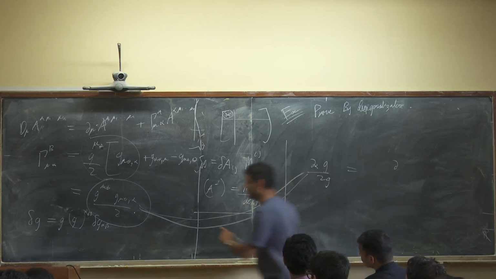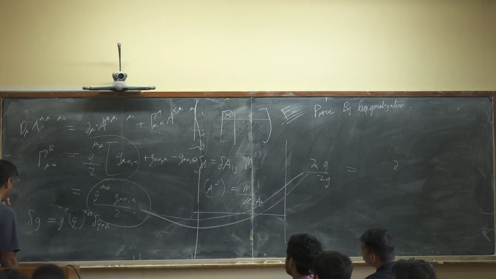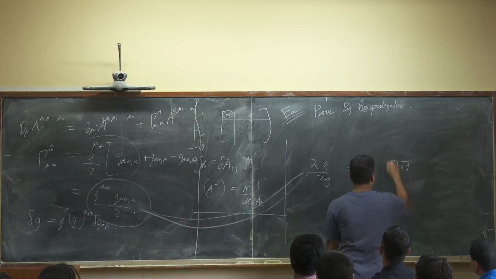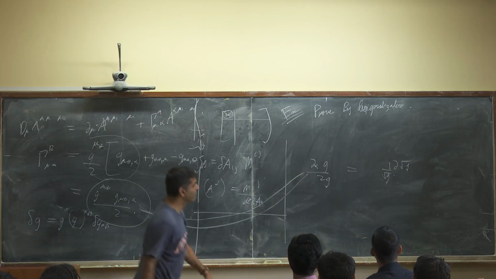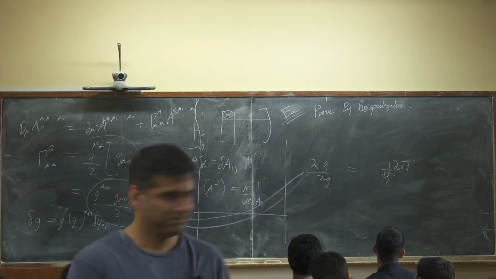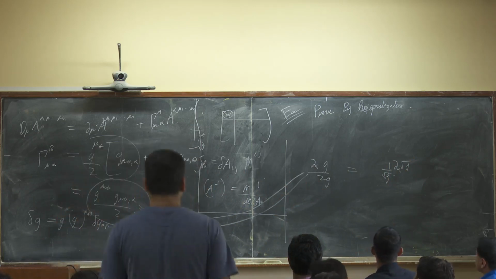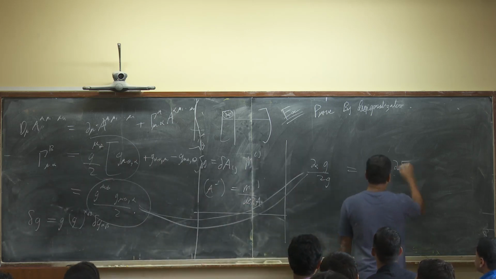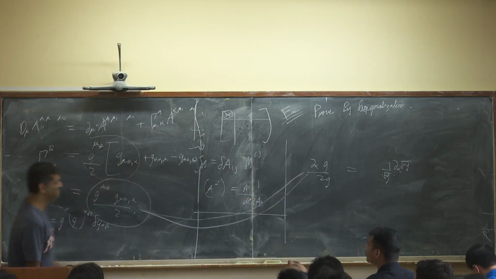Wait, I wanted a square root. Sorry, have I messed up somewhere? Log of root g. Right. So the way I want to write it is 1 by square root g, del alpha of square root g. Put a minus sign here, which probably makes a difference. Okay. Good.